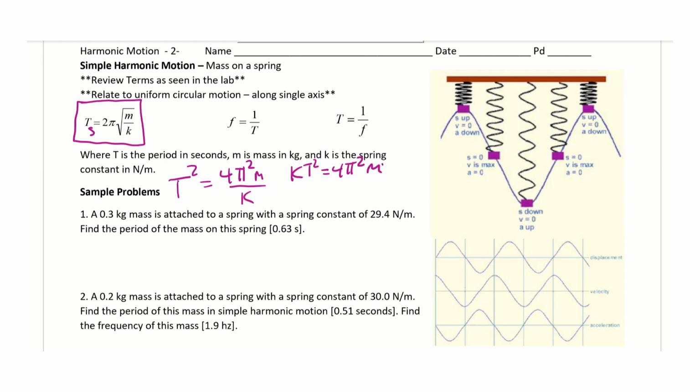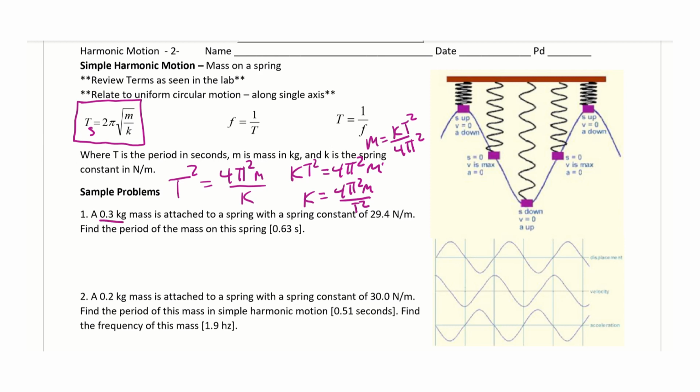So from there, you might want to solve for k, in which case k is equal to 4 pi squared m over period squared, or you might want to solve for mass. So you can see that to solve for mass, we'd have to divide both sides by 4 pi squared. So that would give us mass is equal to k times period squared all over 4 pi squared. So there's going to be quite a few problems that use this equation. So you want to make sure that you can read it, identify the variables, and then solve appropriately.